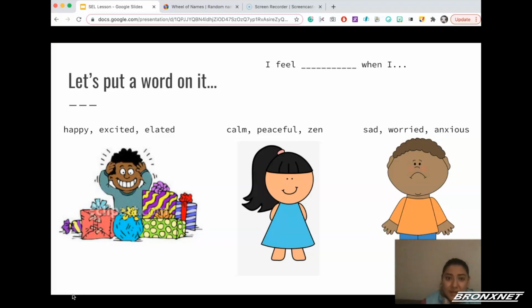Anxious means that you keep on thinking over and over, oh my goodness, what's going to happen? What's going to happen? What should I do? You keep on thinking about something that hasn't even happened yet, maybe, right? Or maybe something happened and now you're just thinking about it over and over again. That's feeling anxious, worried.